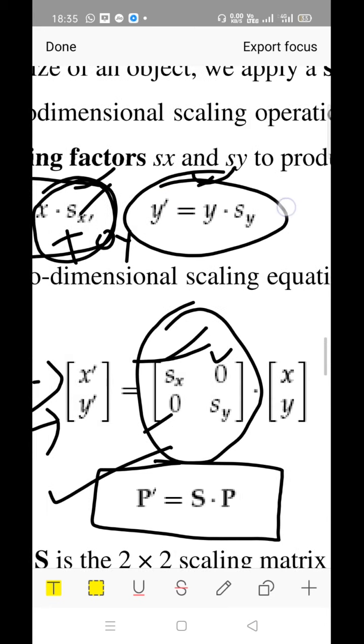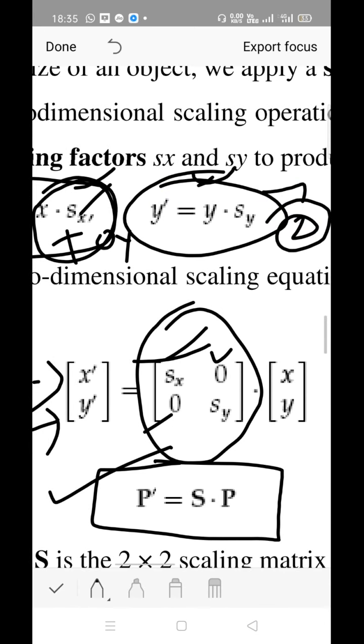Similarly, observe equation number 2. Is there any x term? No, that means 0 into x, in addition to y into Sy. So the first element of the second row is 0, and the second element of the second row is the coefficient value of y, which is Sy, in multiplication with the original value. What is the original value? X and y.